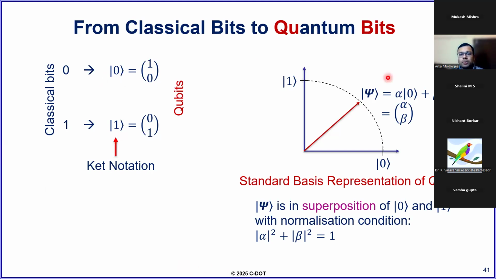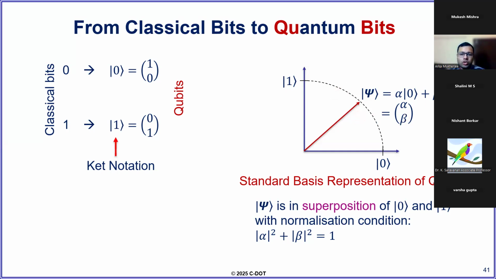But the new feature that quantum introduced is superposition. In classical we have only zeros and ones, but in quantum any combination of zeros and ones is also a valid state. For example, for a state psi, we can represent it as alpha times ket 0 plus beta times ket 1, and in matrix form as a column matrix of alpha and beta. This denotes a superposition state of zeros and ones.